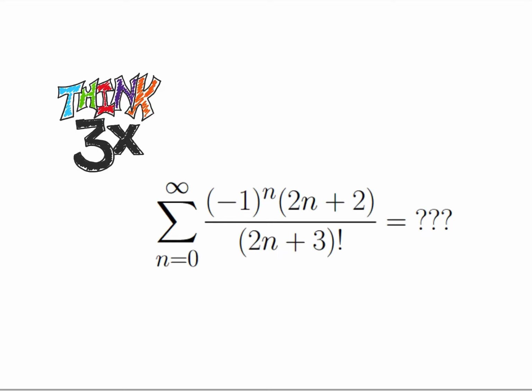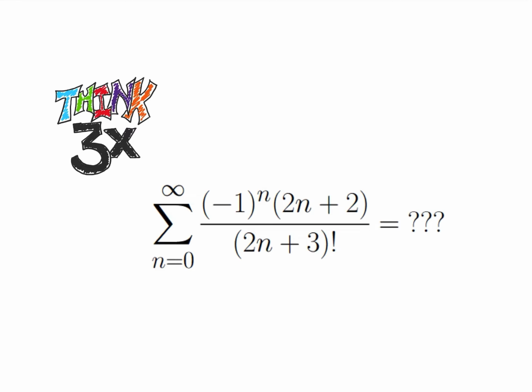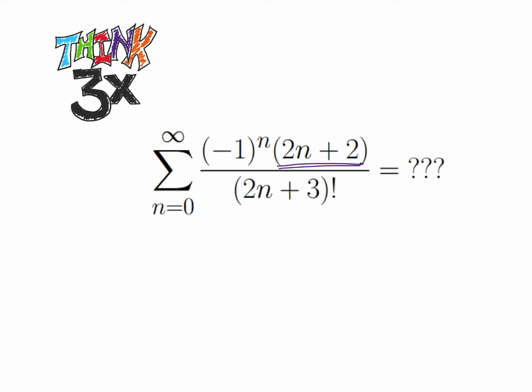The first thing I'm going to do is notice that I would really love to get rid of this term in the numerator. This term 2n+2 looks pretty similar to that factorial on the bottom, and I know that term is actually going to be in the factorial. So I'm going to rewrite this sum from n equals 0 to infinity of (-1)^n times (2n+2), but then I'm going to write the denominator: (2n+3)! is going to be (2n+3) times (2n+2) times (2n+1)!.